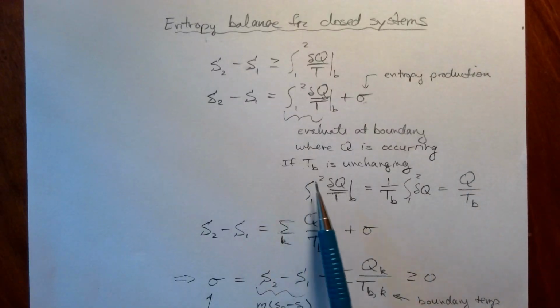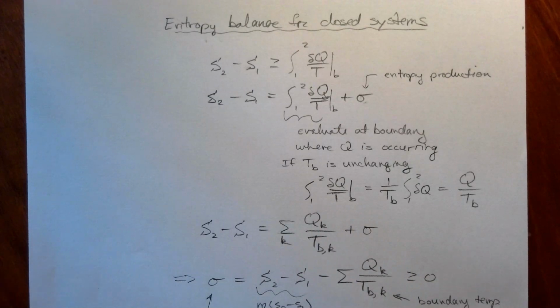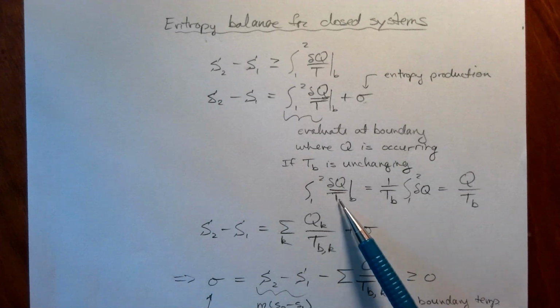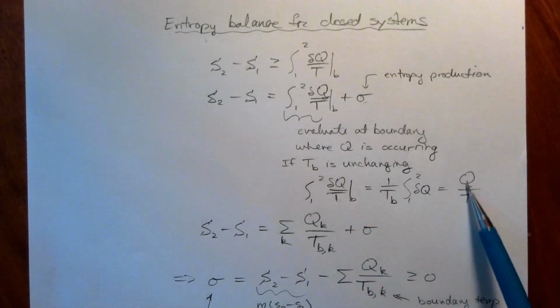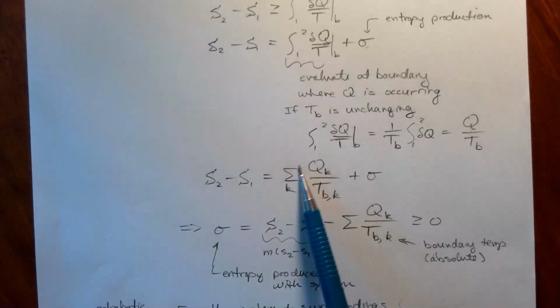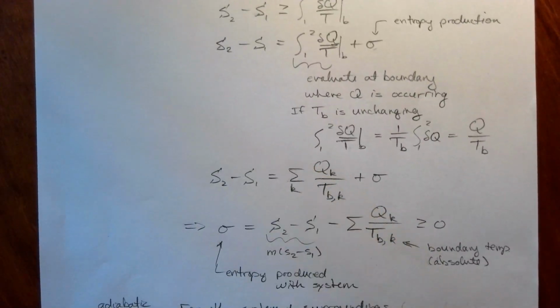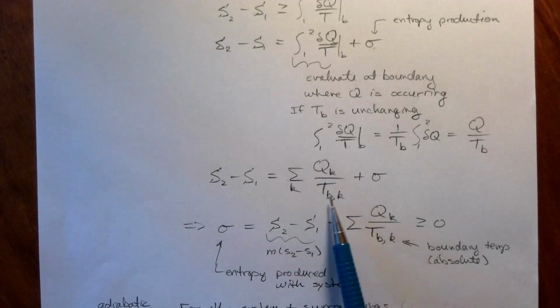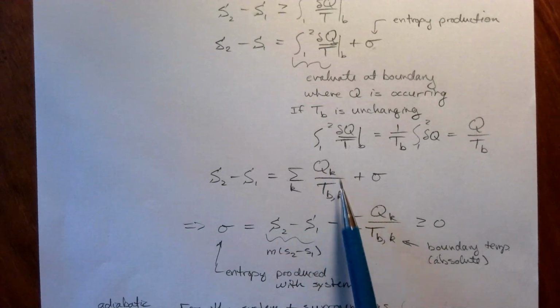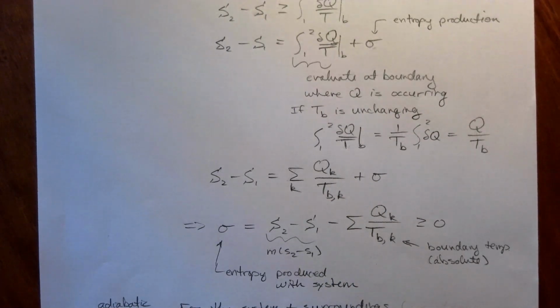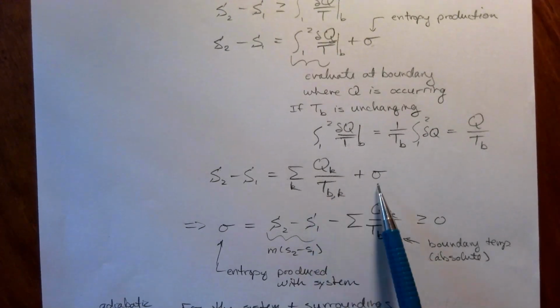To generalize this, we could have a couple of different heat transfers occurring at different locations, so the boundary temperature at each location could be different. You just have to keep those organized. What's the boundary temperature where the heat transfer is occurring for each of these? Sum them all together in the entropy balance. So this is the summation of Q over T boundary, where k refers to which particular location the heat transfer is occurring. Add all those up.